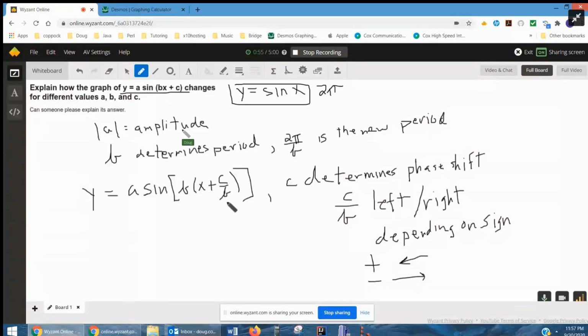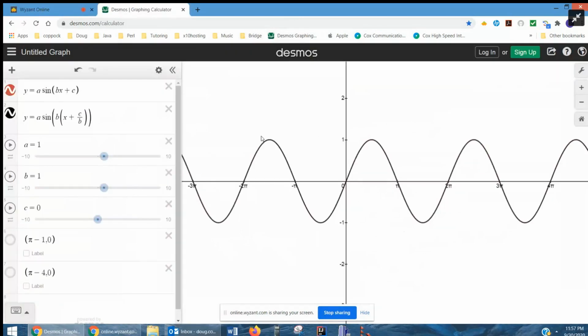This C over B is what we call the phase shift, and that shifts the original graph either left or right, depending on whether C is positive or negative. So let's see what happens over here. Here's the graph of y equals the sine of x, because A equals 1, B equals 1, and C equals 0. So we start at 0, 0.